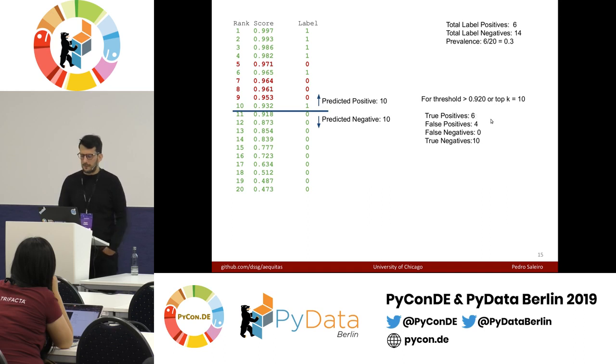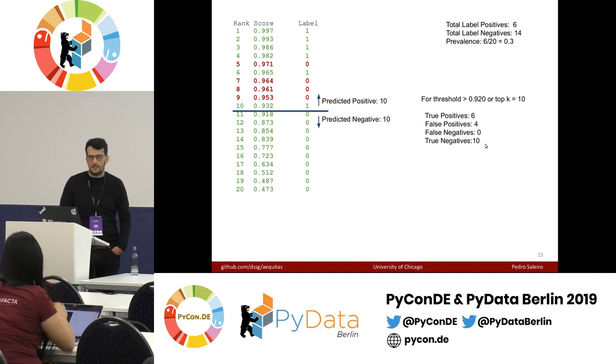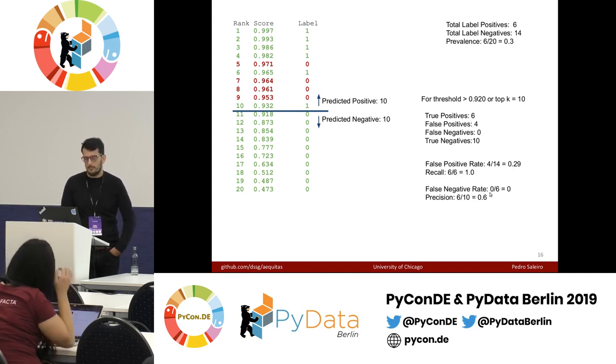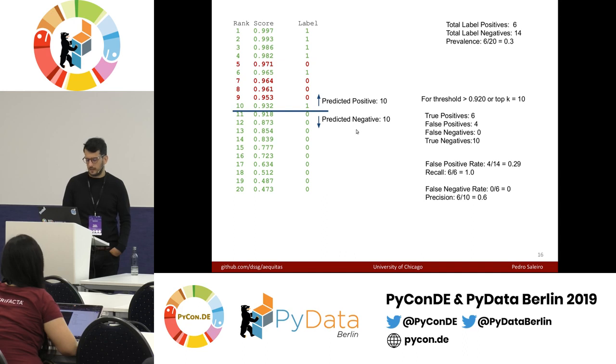So now we have 6 true positives, 4 false positives, and no false negatives. So our recall is 1. As we can see, we didn't miss any positive example. Our false positive rate, though, is not 0 anymore, because we have 1, 2, 3, 4 false positives. So we get 4 out of 14 negatives, so it's 0.29. Our false negative rate, we are not missing anyone, so it's 0. And the precision is 6 out of 10, because out of the 10 predicted positives, 4 are wrong, so we just got 6 true positives.